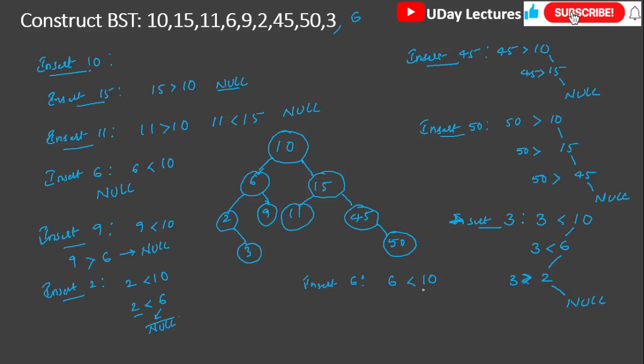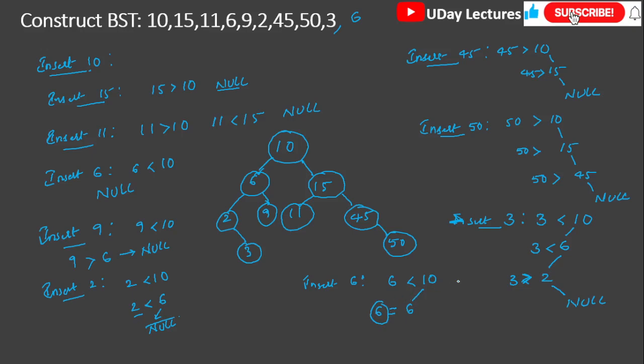So we have to check the left child of 10, which is 6. But here if you see, 6 is equal to 6. So since 6 is already in the binary search tree, we cannot insert a duplicate element into the binary search tree. If we insert this 6 in this position, what would happen?